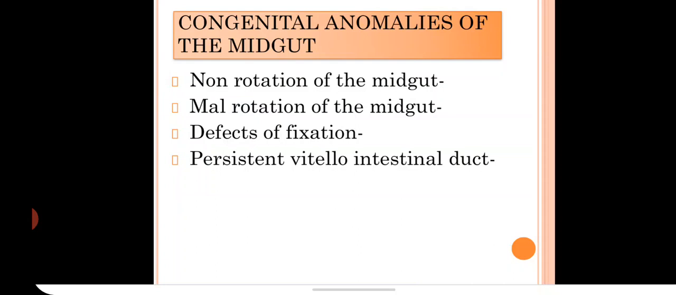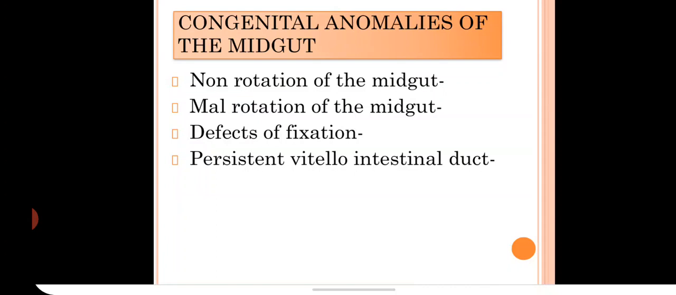What are the congenital abnormalities of the midgut? There may be many abnormalities in this process. The first may be the non-rotation of the midgut. What is non-rotation? The cecum will be occupying the left iliac fossa. What is the malrotation of the midgut? The duodenum in relation to the superior mesenteric artery may be ventral to the superior mesenteric artery.